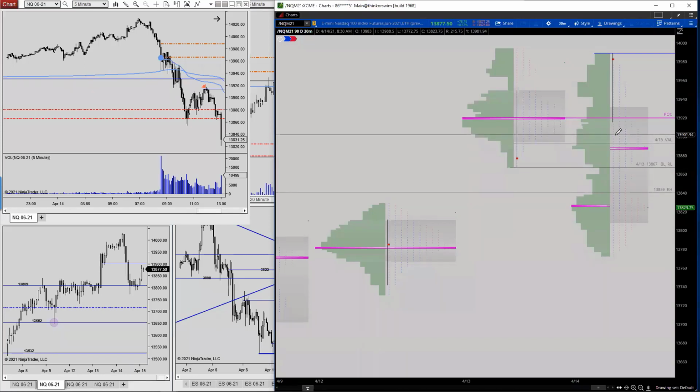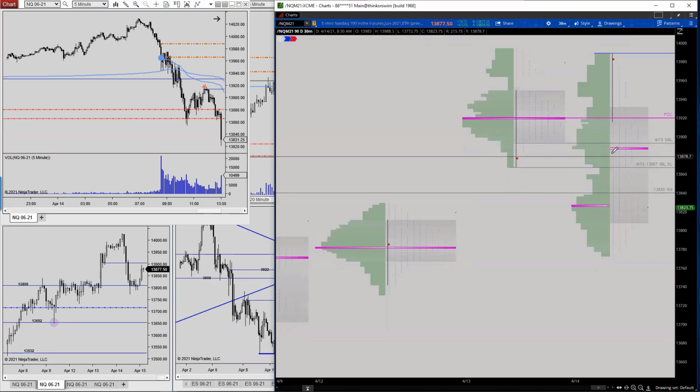Because I was thinking, oh, if we can get up to 13,920... it didn't, because at the time that's where we had the previous day's point of control, and the market rotated. But originally it found support here at the previous day's initial balance low. It was also the range low, and the market did bounce. So it found value. It looked for value.